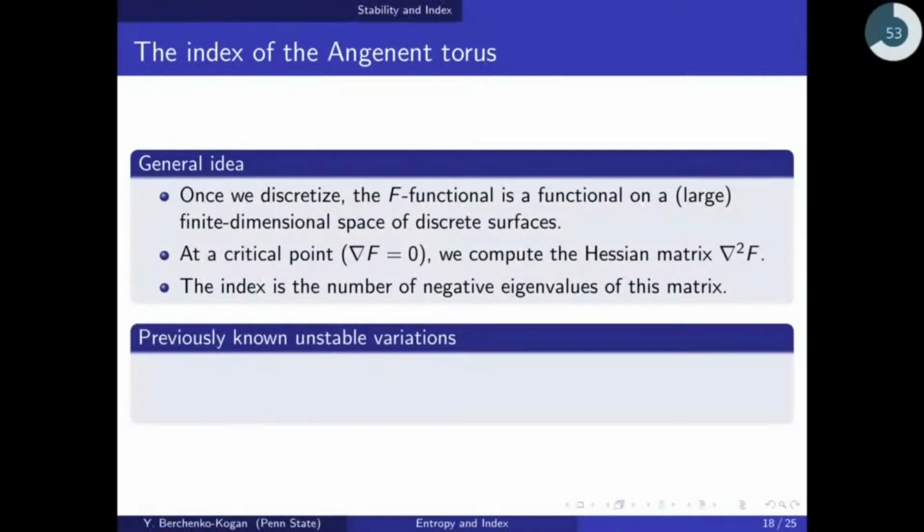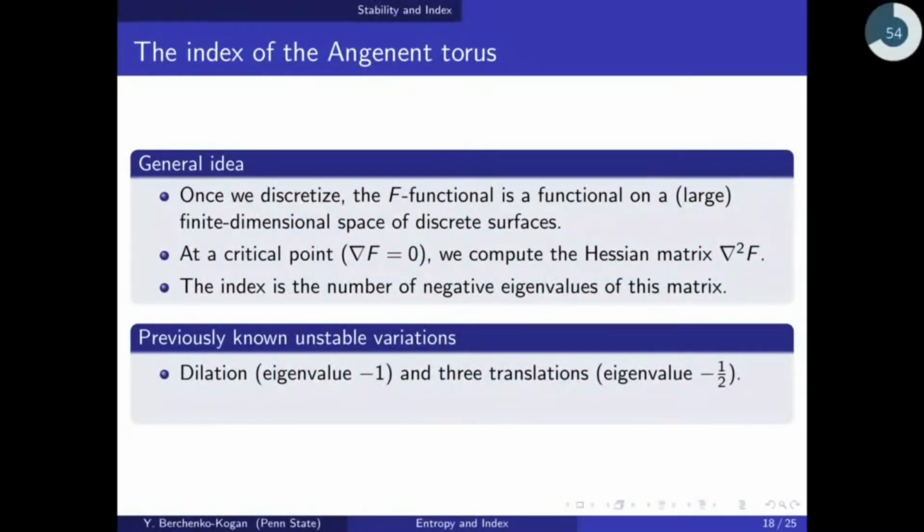I'm going to say a little bit more about what has been known previously about the index of the Angenent torus. So one thing is that every self-shrinker actually has several unstable variations that are trivial in some way. So these are dilation and translation. One way to think about this is that the F functional is designed with the weight centered around the origin, and it has a particular scale. So it's designed with the origin in mind and 1 unit of time in mind, in the sense that it's designed to get us self-shrinkers that shrink to the origin in 1 unit of time.